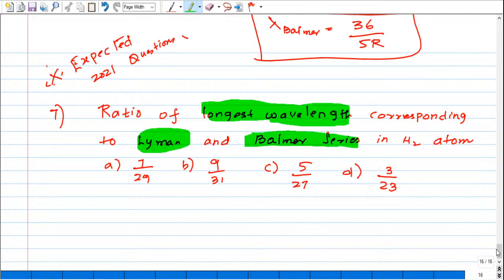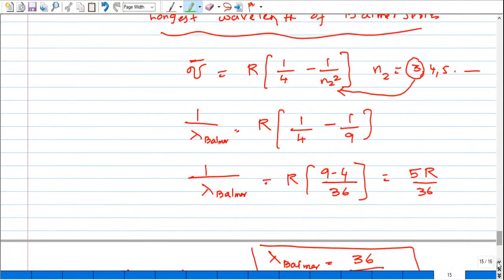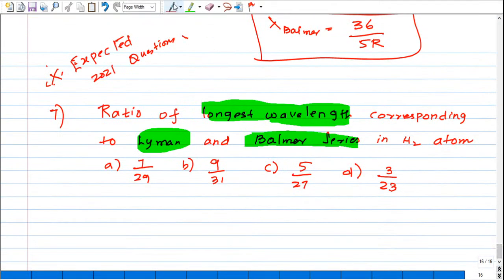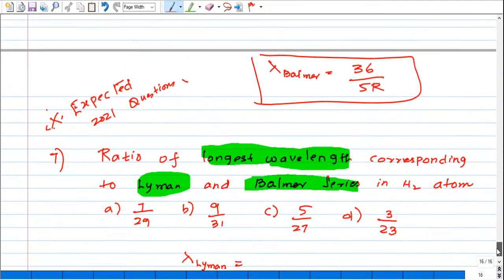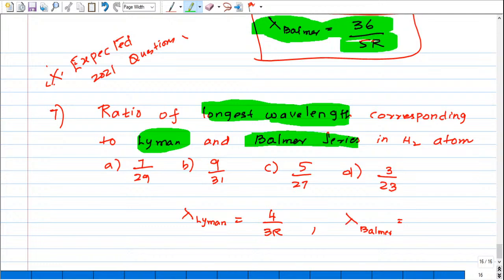Just now I have clearly explained the Lyman series wavelength. See, the green color mark is there. So, let us write down lambda Lyman for the longest wavelength. To find the solution, lambda Lyman is 4 by 3R. And similarly write down lambda Balmer. Balmer I have just written, I will paste it here in green color. So, we get 36 by 5R.